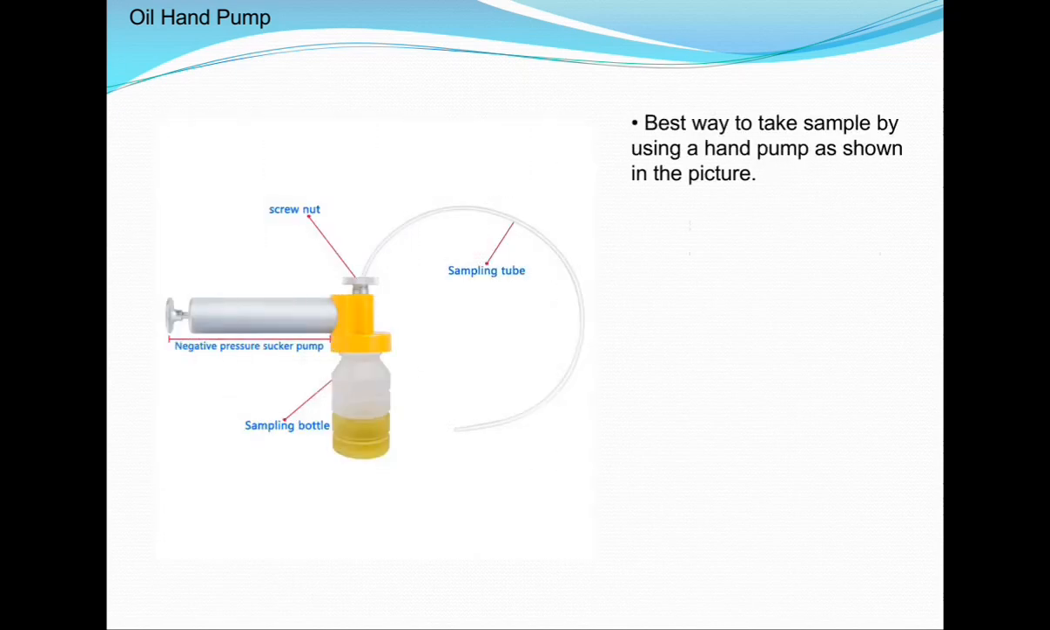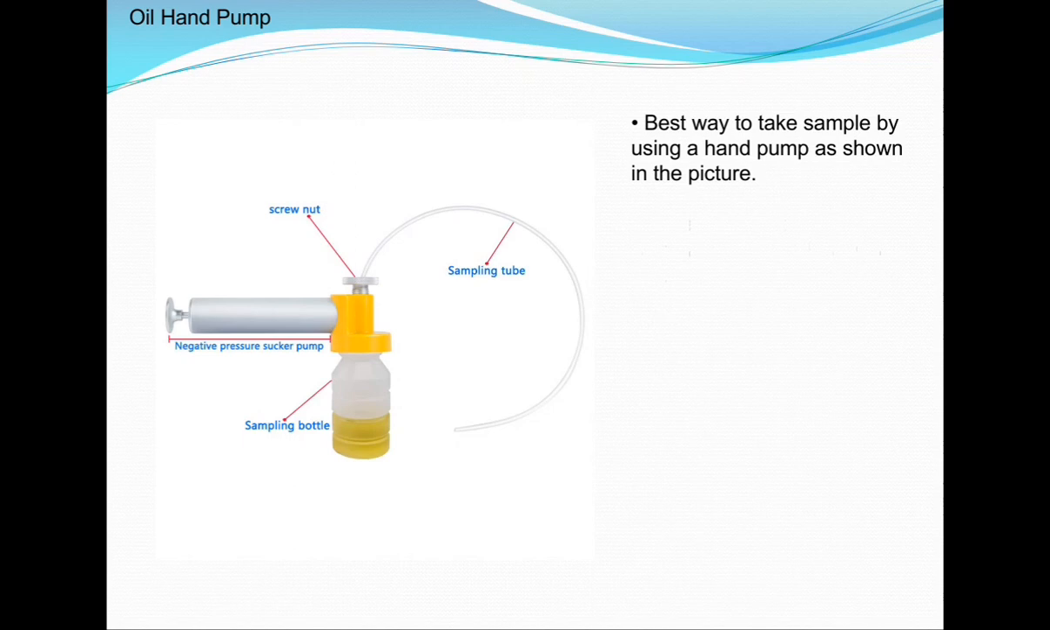In the next slide I'm going to show you the oil hand pump. You know, the hand pump is the best way to take the sample. We are taking the sample by using sample bottles, and what type of sample bottles we are using, what should be the size of that, what is the cleanliness of that, I will discuss in the next chapter. But here you see this is a picture of an oil hand pump, and this is the best way to take the sample.